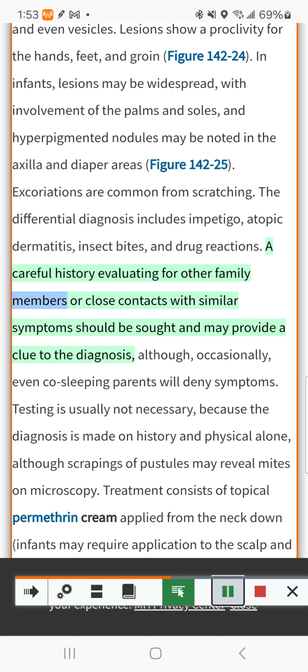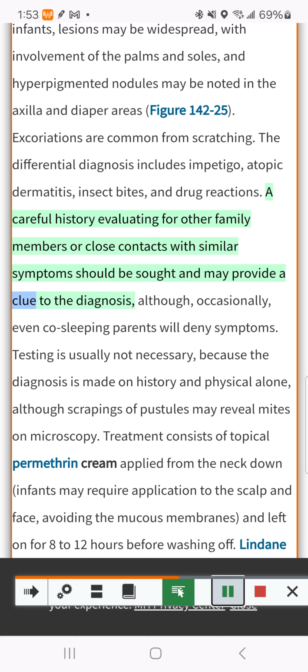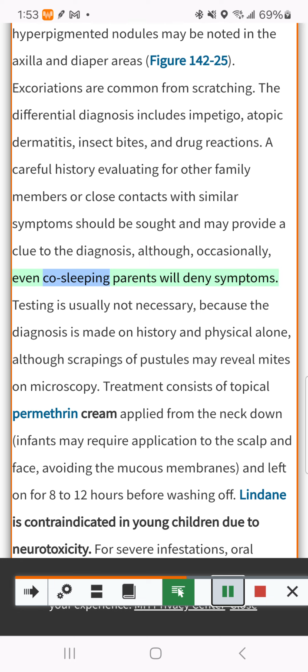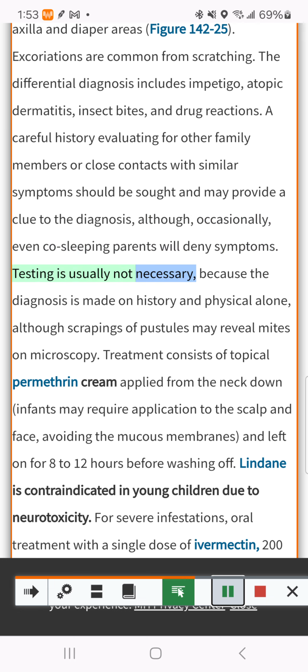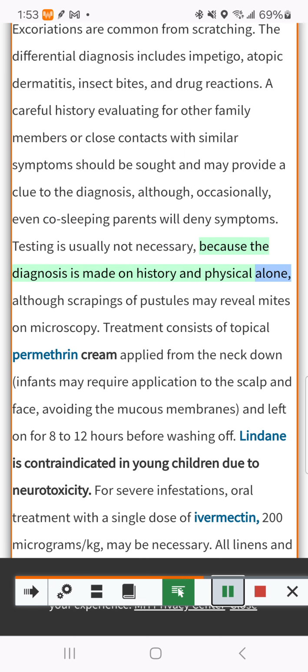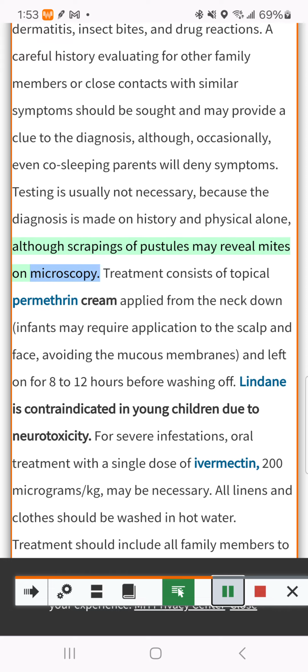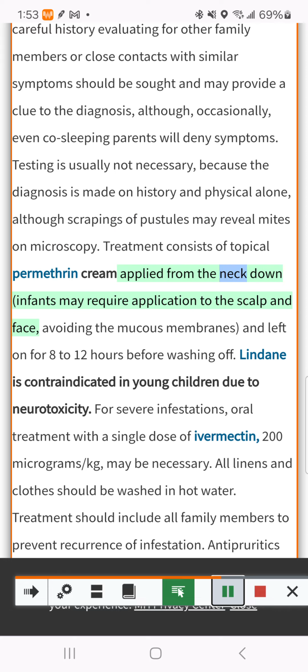A careful history evaluating for other family members or close contacts with similar symptoms should be sought and may provide a clue to the diagnosis, although, occasionally, even co-sleeping parents will deny symptoms. Testing is usually not necessary, because the diagnosis is made on history and physical alone, although scrapings of pustules may reveal mites on microscopy. Treatment consists of topical permethrin cream applied from the neck down.